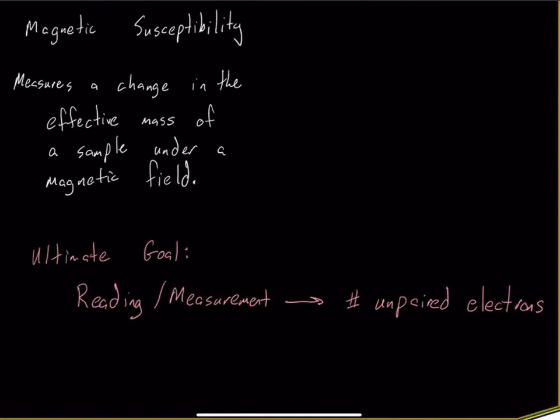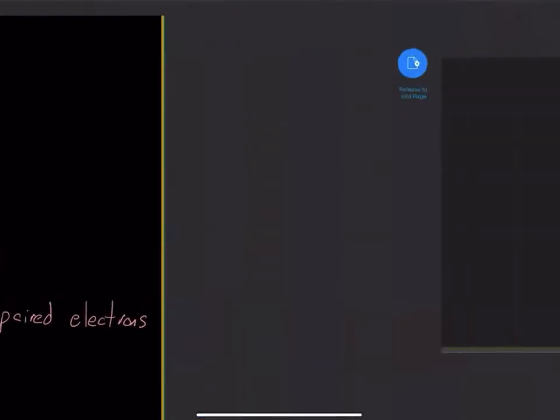So the way that we're going to do this is, again, starting with a reading, starting with what the balance will give us. And the first thing we're going to determine is something called the mass susceptibility. And the mass susceptibility gets this label chi-g, right? And what this represents is the relationship of the mass of our sample to this particular magnetic field.